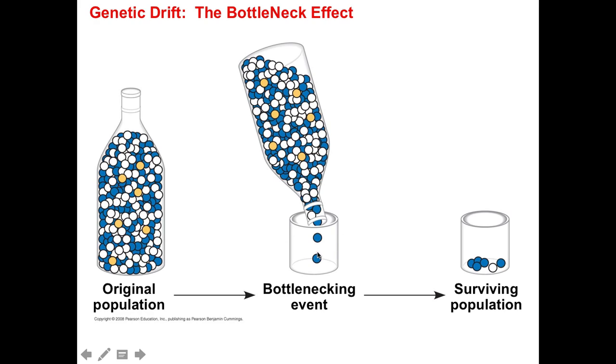So the surviving population is not going to have as much variation. There's not even any yellow marbles in here, so that's probably not going to show up. And there's more blue than white, when before they were equal. So the population of these marbles is most likely going to end up being blue, because that's what survived after the natural disaster.